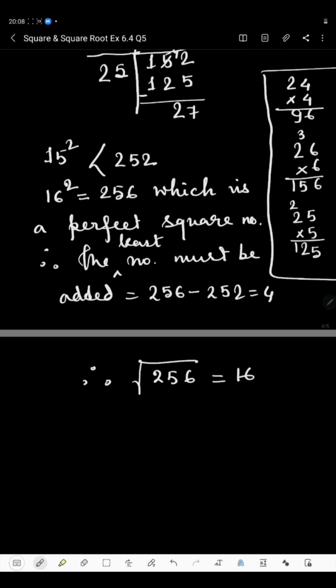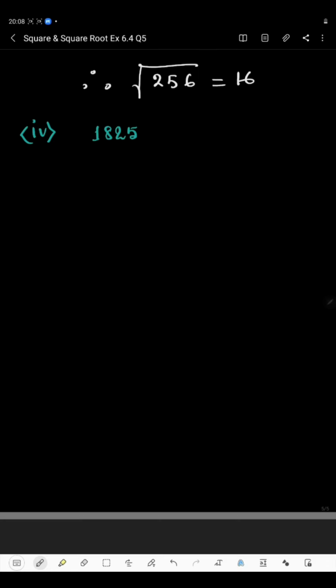Okay. Now in the next part we have 1825. At first we will find the square root by the division method. Here we will have to make a pair at first. Now 4 fours are 16, 5 fives are 25. 25 is greater than 18, so we'll take 4 fours are 16. Now if you subtract this, 16 from 18 is 2. Now this 2 and 25 will come down.